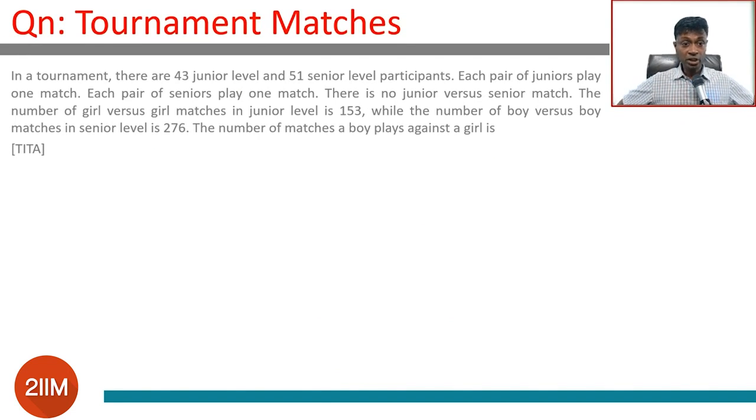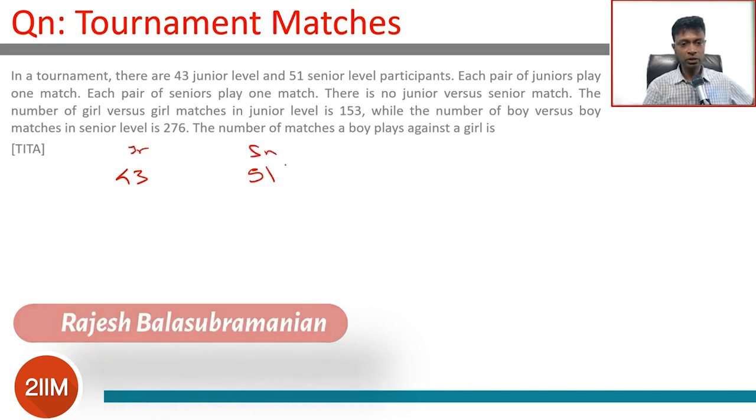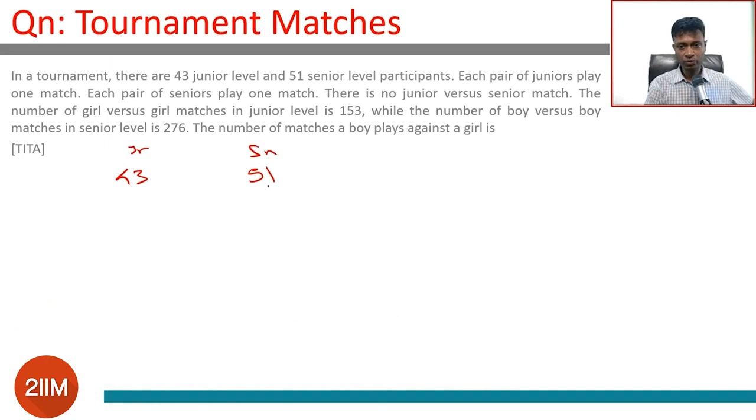In a tournament, there are 43 junior level and 51 senior level participants. Each pair of juniors play 1 match. Each pair of seniors play 1 match. There is no junior versus senior match. The number of girl versus girl matches in junior level is 153. So there are probably boys and girls here, and boys and girls here. The number of boy versus boy matches in senior level is 276.